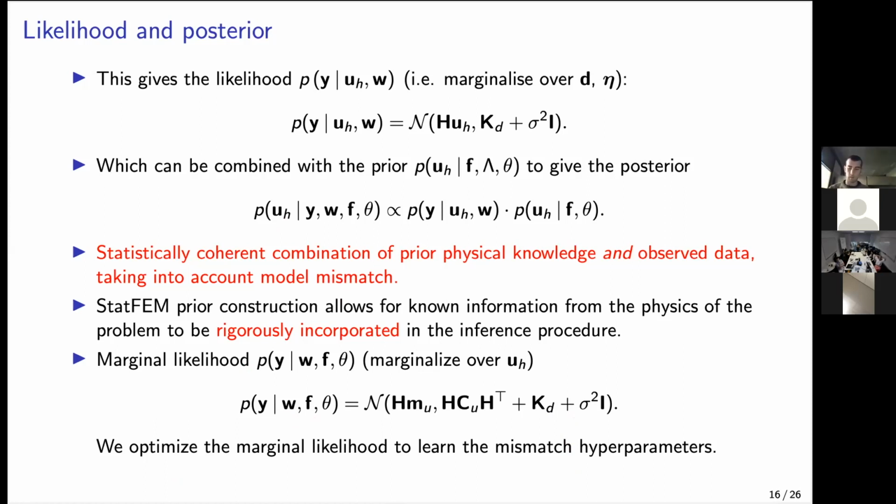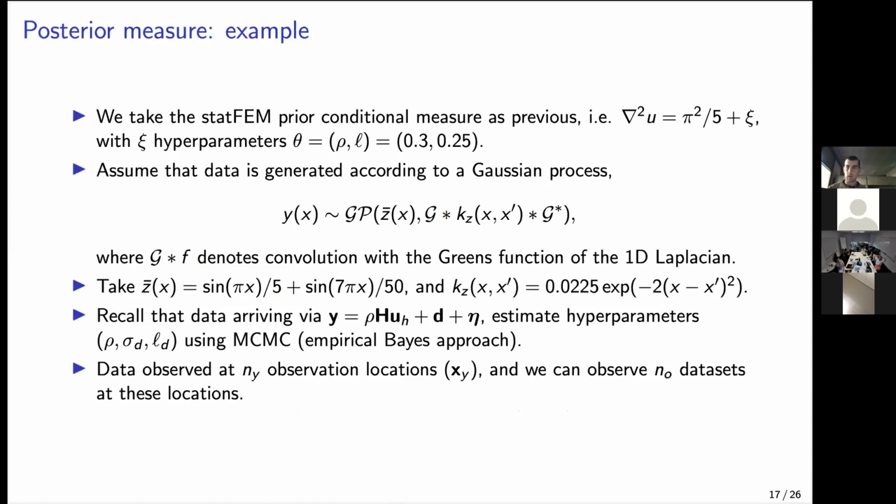And I'll show you some of their work later on. Okay, so that's the sort of setup that we're working with here. We have a prior, we have a data generating process. We combine the two using Bayes' theorem. And now we want to look at an example of what actually happens when we do this process.